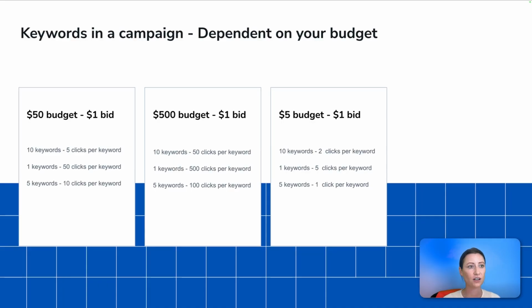If you have a $500 a day budget, you're collecting data really fast. You're going to get 50 clicks per keyword or 500 clicks per keyword, which means you're going to be able to optimize and scale a lot quicker. If you have a really low budget, and let's say I have a $500 budget and I upload 100 keywords, that's not enough budget to actually drive coverage for those keywords.